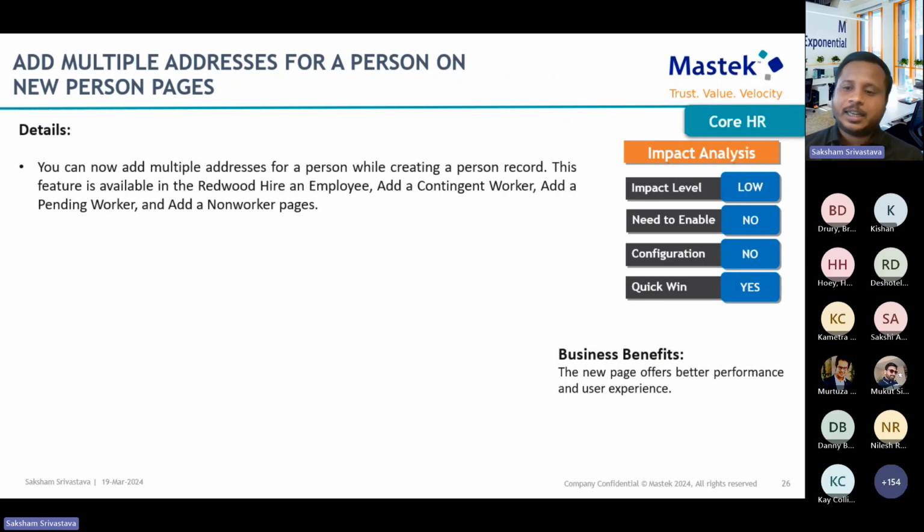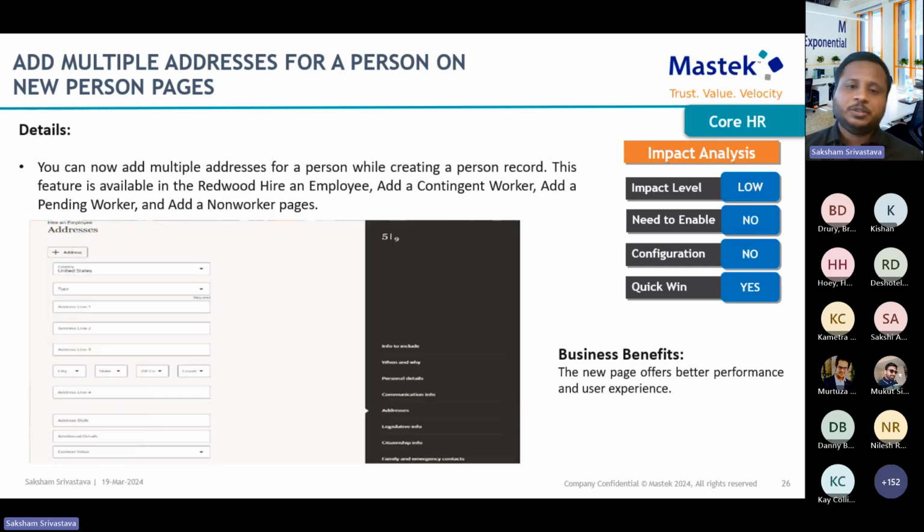The next feature is adding multiple addresses for a person on the new person pages. Let's suppose you are hiring an employee, or adding a contingent worker, a non-worker or a pending worker in your environment. In the Redwood page, you have an option to enter multiple addresses. If you see on my screen right now, there's an address section. You can click there, enter the address details, and move forward in the transaction. If you want to add multiple different types of addresses, you can do that also from the Redwood user interface.